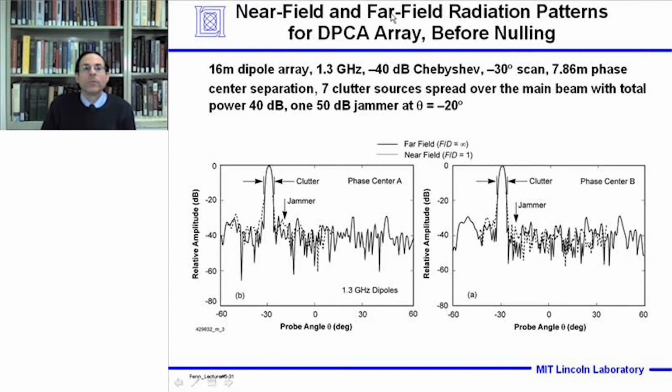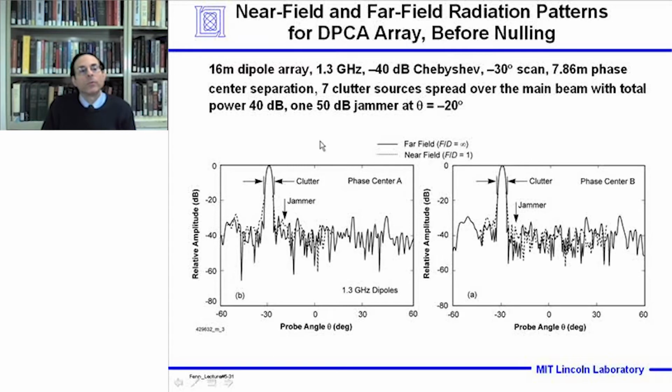Now we compare the near field and far field simulated radiation patterns for the DPCA array before nulling. What we're showing here for phase center A and phase center B is that we have a main beam formed and side lobes, and that the far field simulated pattern and near field simulated patterns look very much the same, except for some small differences in the first side lobes.